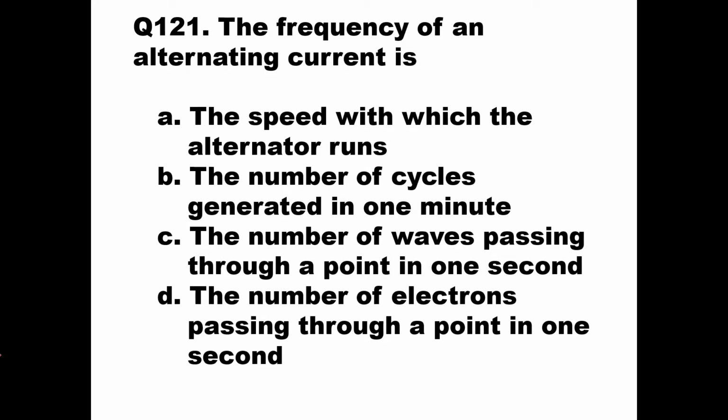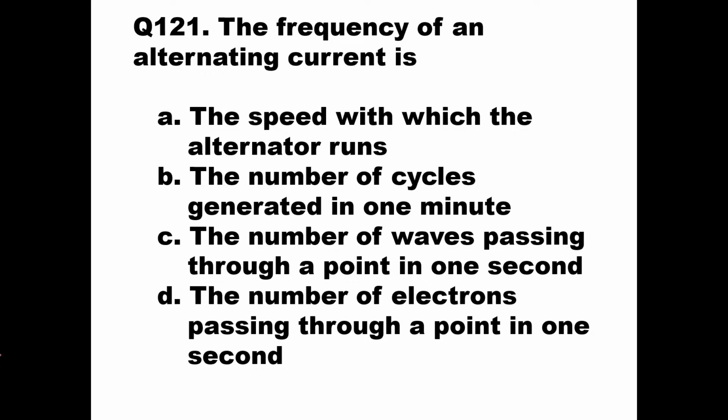Question number 121: the frequency of an alternating current is. Whenever we see the definition of frequency, we say that it is the number of cycles per second. Number of cycles means one cycle will have a positive half cycle and a negative half cycle. So number of cycles per second, that option is not there in these four options given.